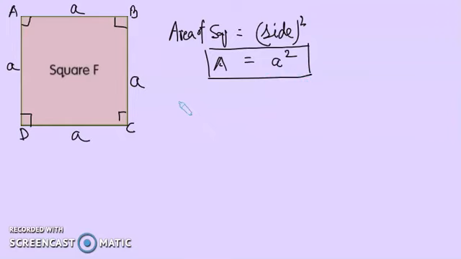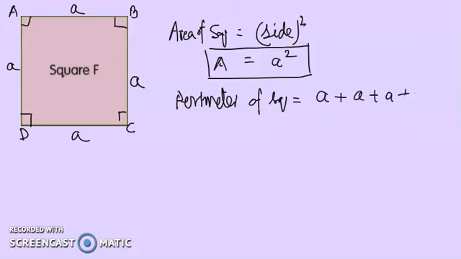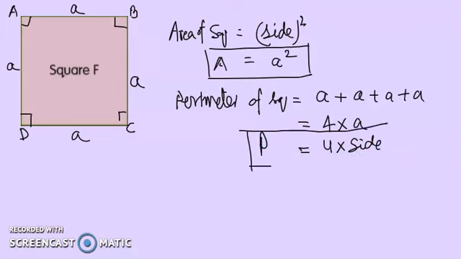Similarly, the perimeter of a square is given by, perimeter is always the sum of the sides, so A plus A plus A plus A, which is nothing but 4 times A, and A is the side, so 4 times the one side given will give you the perimeter. Now if the side is 10 centimeter, the perimeter will be 4 times 10, that is 40 centimeter.